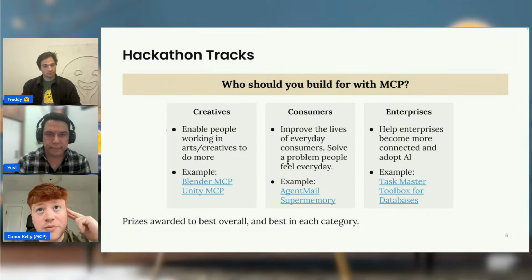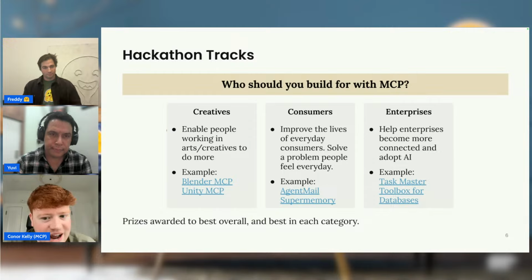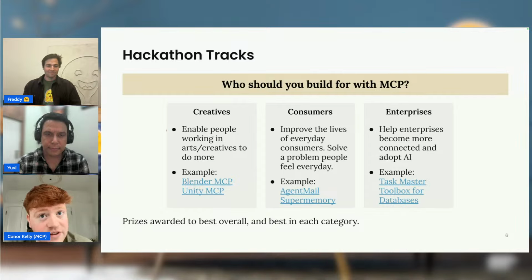Consumers, we're looking for something that will solve an everyday pain point that people feel. Stuff like Agentmail, Supermemory. These are MCP servers that can really enhance people's everyday productivity. And then on the enterprise side, what we're really looking for is something that can help enterprises be more connected and adopt AI. So stuff like Toolbox for databases or Taskmaster and so on. Prizes are going to be awarded to the best overall MCP server across these 3 tracks, and then the best one in each track. So yeah, that's just high level what we're looking for, and excited to see what people build.